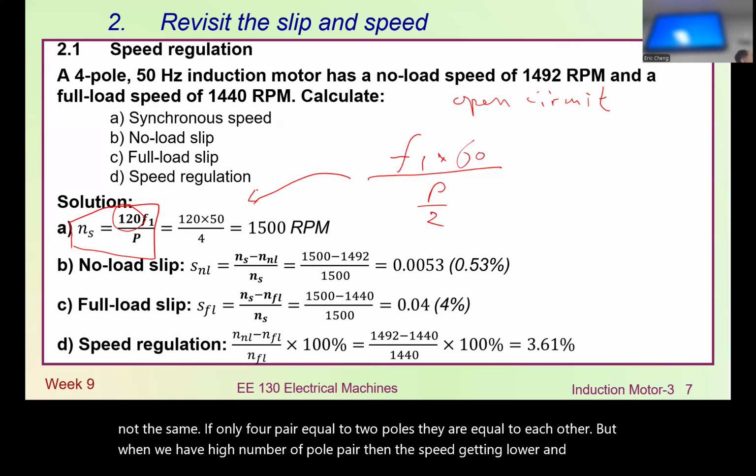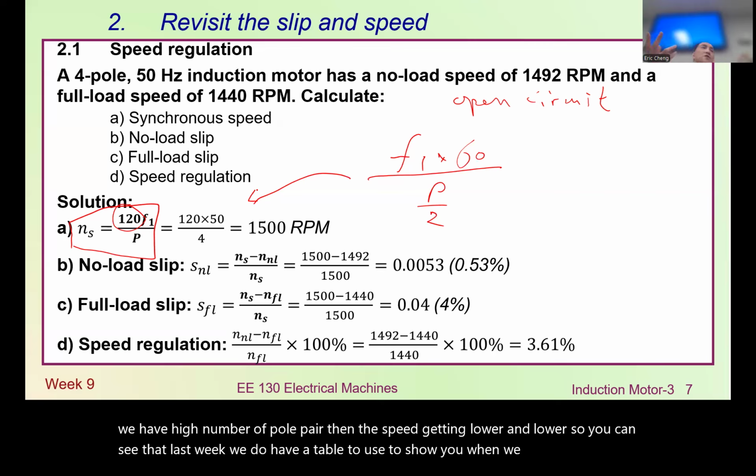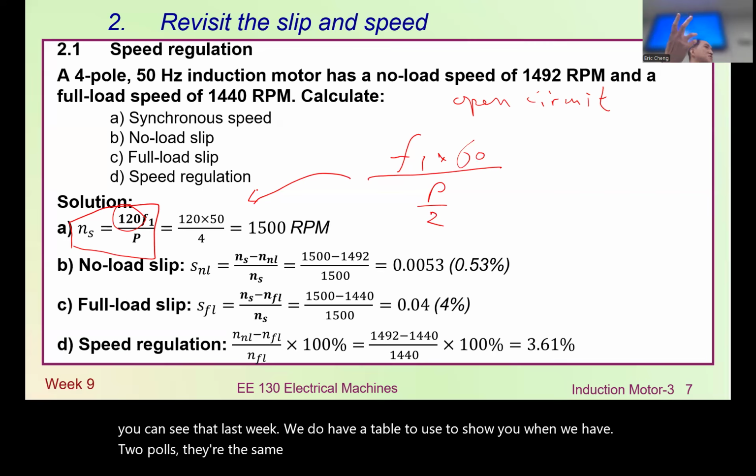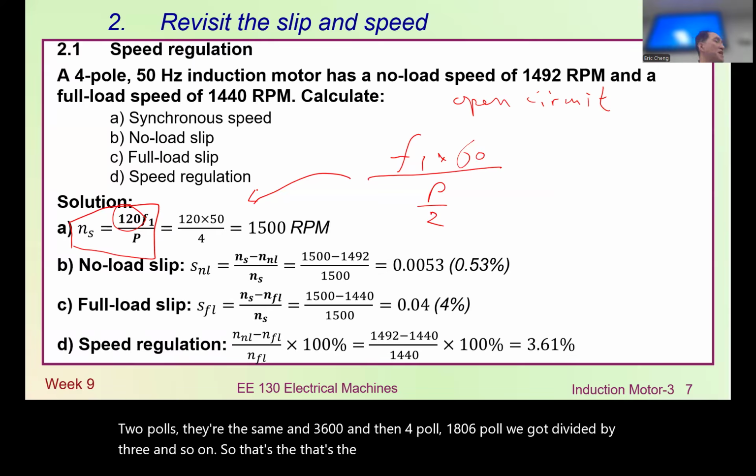You can see that last week we had a table to show you that when we have two poles, they're the same, 3,600, and then four poles, 1,800, and six poles, we divide by 3, and so on. So that's the same. We are using this formulation to do that.